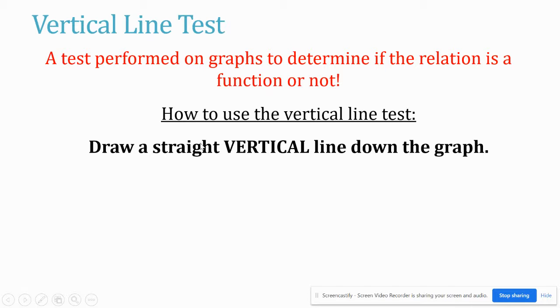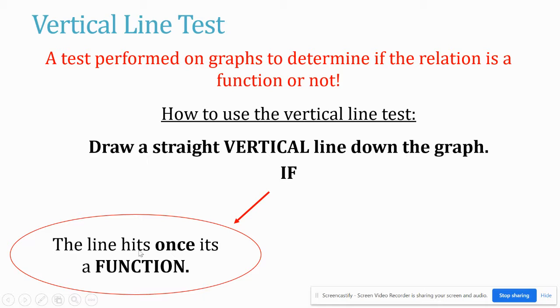So, how to use the vertical line test. What we do is when we're given a graph, we're going to draw a straight vertical line down the graph. Now, two things can happen. One, if that vertical line hits it one time, it's a function. That means that the x values are not repeating. So this is just a visual way to see if the x values repeat. So if it hits once, that means the x values don't repeat and it's a function.